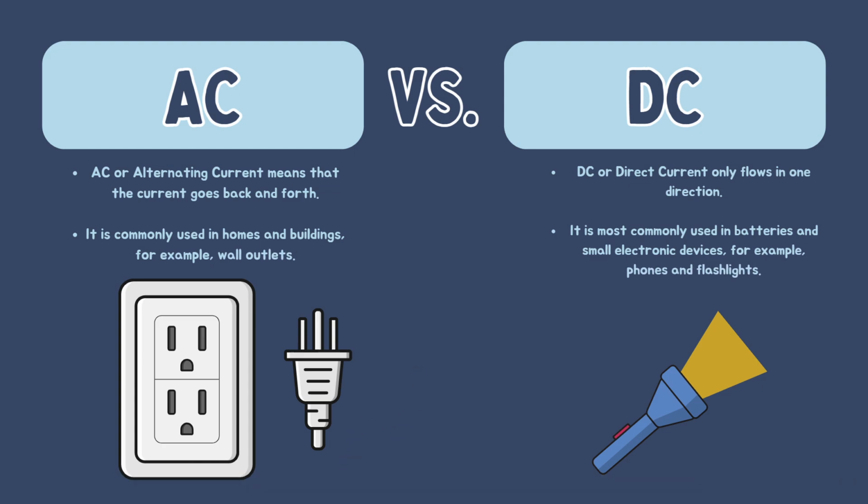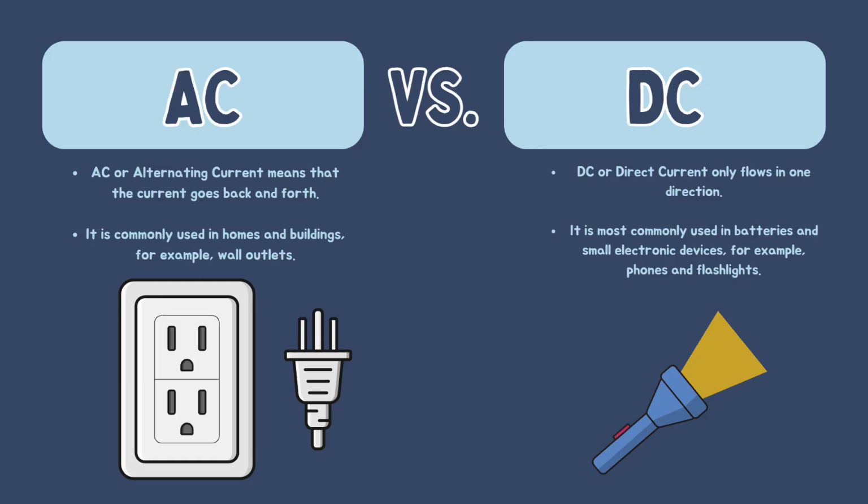AC, or alternating current, means the current goes back and forth. It's commonly used in homes and buildings, for example the wall outlets in your homes. DC, or direct current, only flows in one direction. It's most commonly used in batteries and small electronic devices, for example phones and flashlights.